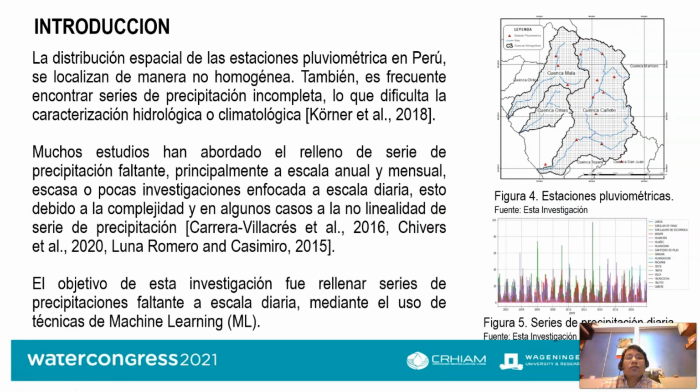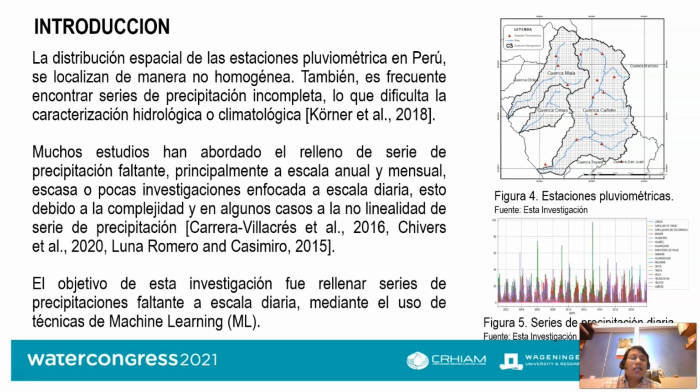The big problem that we have in every single basin is the following. One is that there is no homogeneity when it comes to the location of the different stations. Also, we find incomplete rainfall series, which is one limiting factor and very important when we want to carry out hydrological studies. But different studies have been carried out to try to fill this missing data, but most of these studies have been focusing on filling out monthly or yearly precipitation series, and there are very few research projects focusing on a daily scale. And this is understandable because there's a lot of complexity, and sometimes these precipitation series are very different between one station and the other.